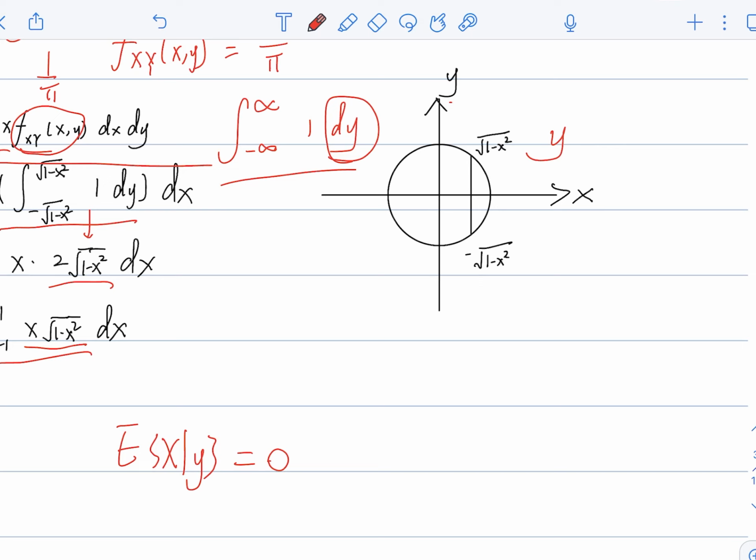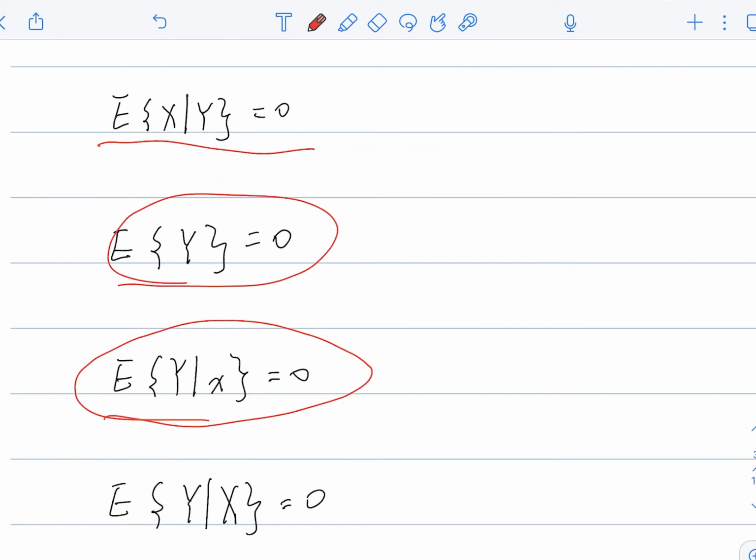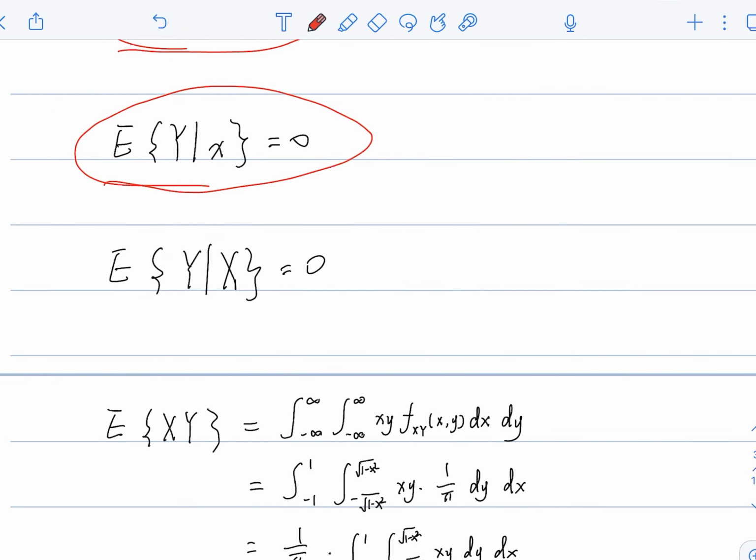Finally, for every given value of x, the average of variable y, the expected value, is always equal to 0. It is easy to see from the diagram. Therefore, the expected value of y under the condition of variable x is also 0.